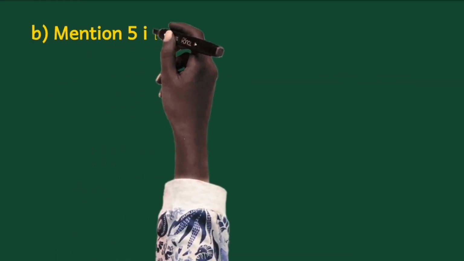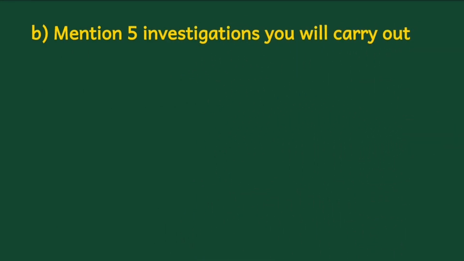Now, the second question says, mention 5 investigations you will carry out. Now, you agree with me that there is no particular diagnosis we are dealing with, and so in my opinion, we can write any investigative procedure which is able to evaluate any of the 3 differentials we've listed, or evaluate any likely differential in this patient that we did not list, like testicular torsion or acute intestinal obstruction.